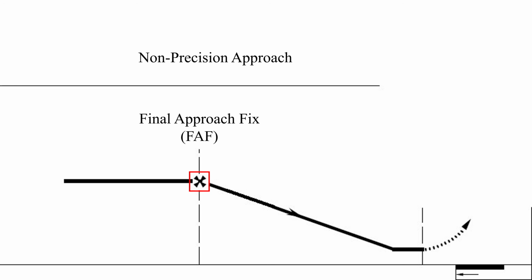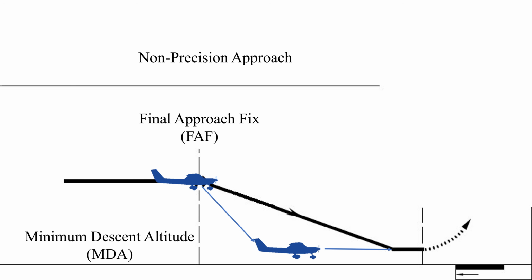Again, this point can usually be identified with DME distance, a VOR cross radial, a marker beacon, or an NDB bearing, with DME being the most common way to identify it. Once we cross the final approach fix, we descend to a minimum descent altitude, or MDA, rather than a decision altitude. The MDA should get us low enough to see the runway and continue to a visual landing.